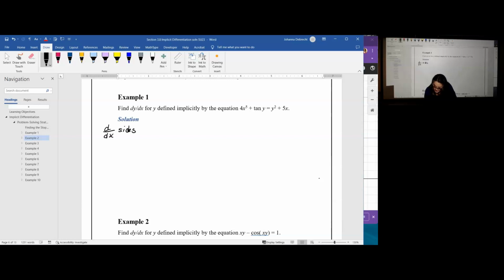This means that I get the derivative with respect to x of 4x to the 5th plus tangent of y and set it equal to the derivative with respect to x of y squared plus 5x. As long as I apply the same operation to both sides, it should still be balanced.